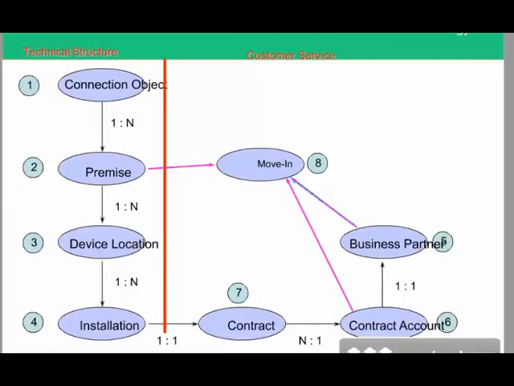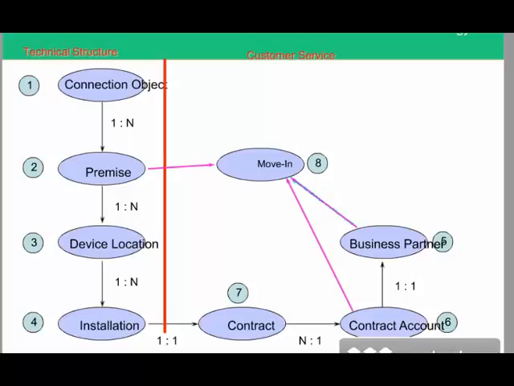This is the typical ERD, which also depicts the cardinality. Connection object and premise are linked through one-to-many cardinality, so one connection object can have multiple premises. Similarly, one premise can have multiple device locations, and one device location can have multiple installations. Installation to contract is one-to-one, and multiple contracts can be clubbed into one contract account. There can be one contract account to one business partner, and then the business partner and contract account are moved in through the premise.